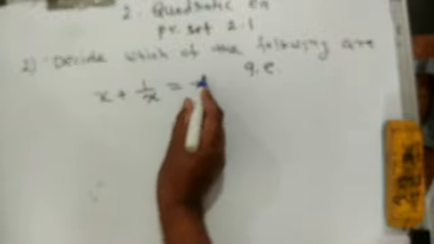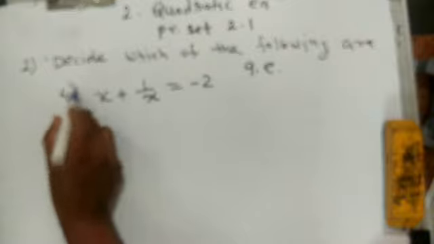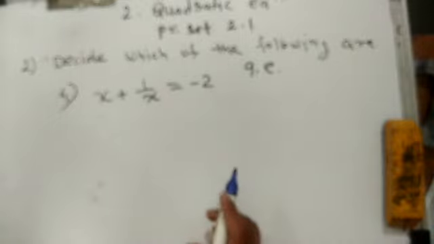Then next, the fourth problem in question number 2. The equation is given: x plus 1 upon x is equal to minus 2. It's the fourth problem from question number 2. x plus 1 upon x is equal to minus 2.